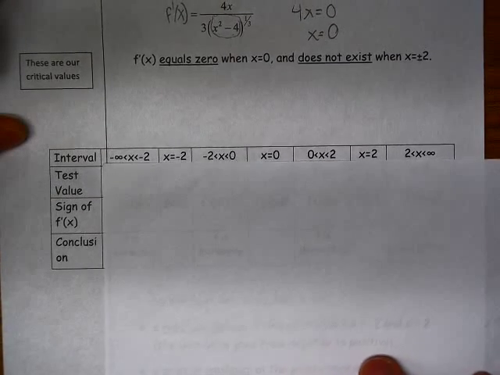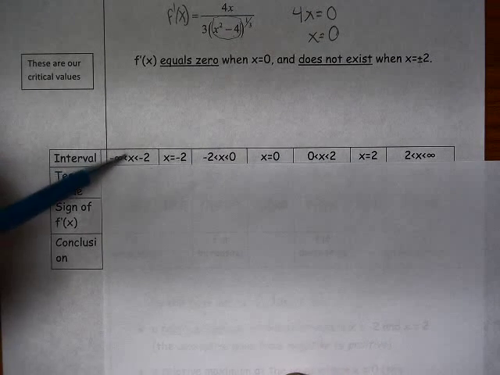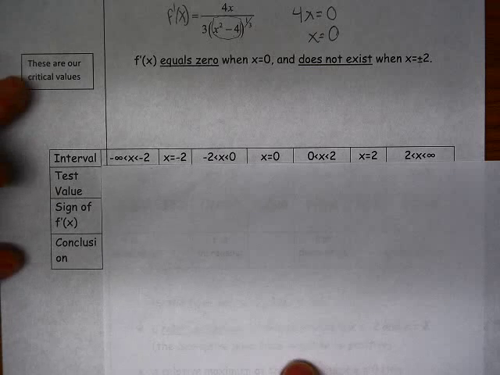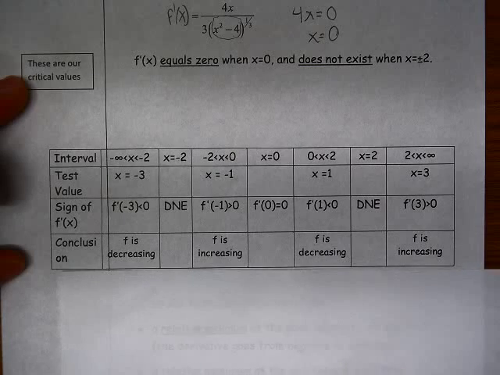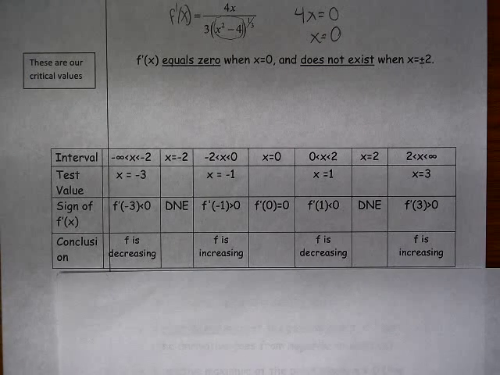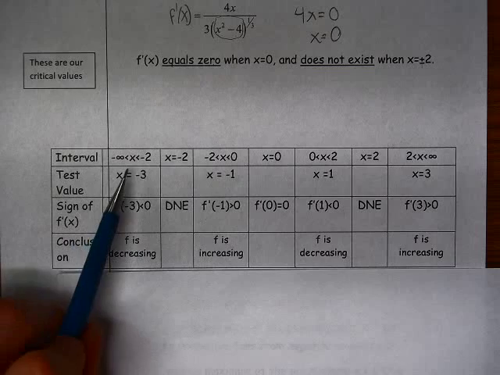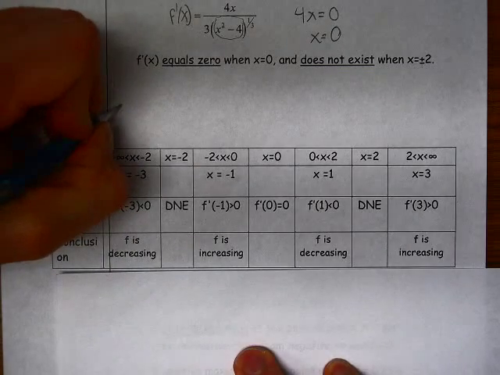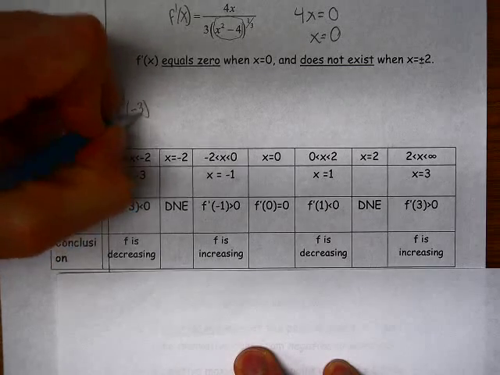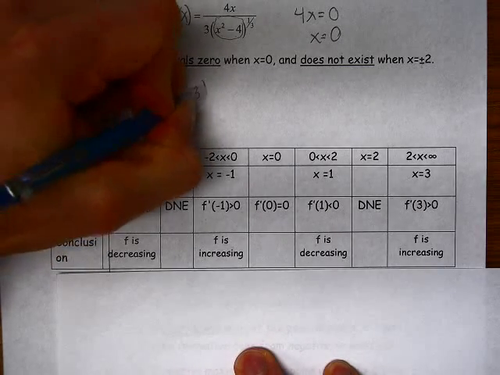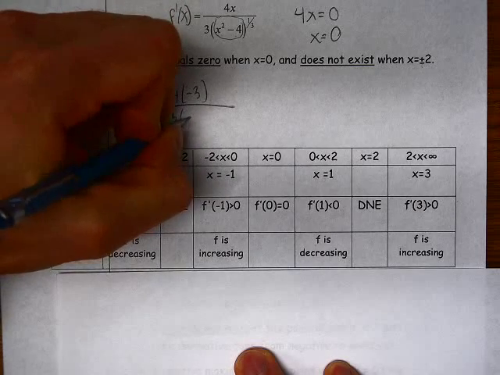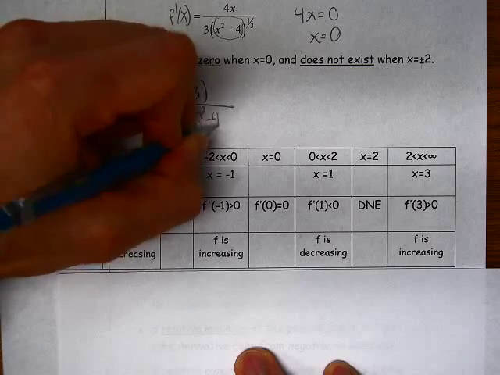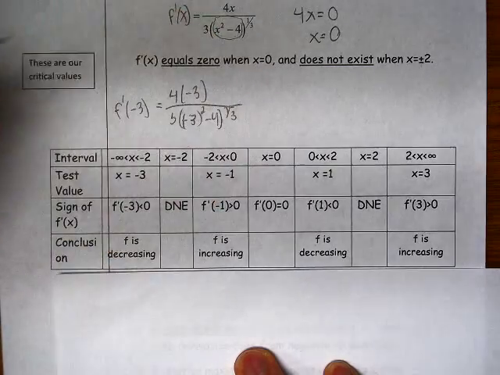Again, I'm going to choose a test value somewhere in that interval. I'm going to figure out what the sign of f prime is, and then I'm going to have a conclusion there. So as I work through this table, here I chose x equals negative 3. Again, I plug that in, so f prime of negative 3 is equal to 4 times negative 3 over 3 times (negative 3 squared minus 4) raised to the 1/3 power.